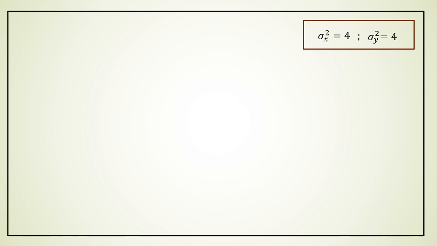So from the previous slide, we know that sigma x square is equal to 4 and sigma y square is equal to 4. Now we will compute sigma z square, which is given by summation of z square divided by n minus z bar whole square. And the sum of the squares of the z value over here is 347 divided by 7 minus z bar whole square, that is minus 7 whole square, which is equal to 0.57.